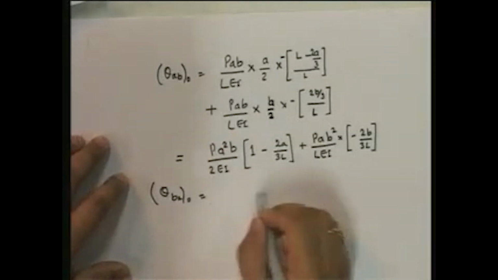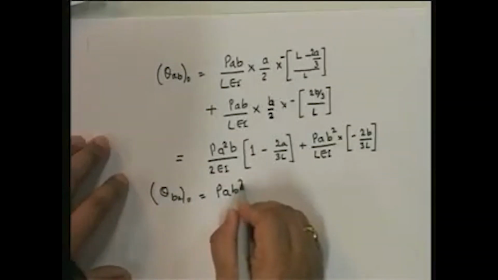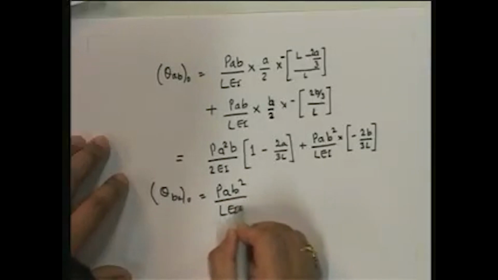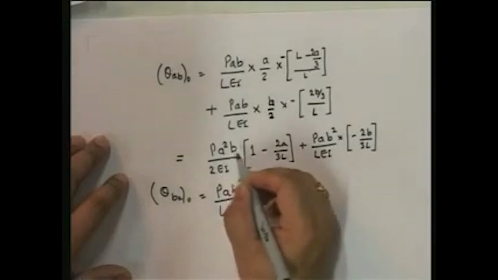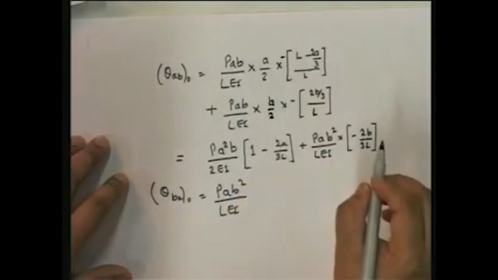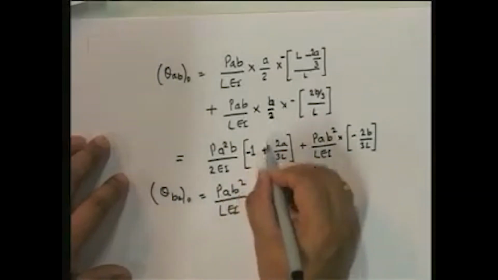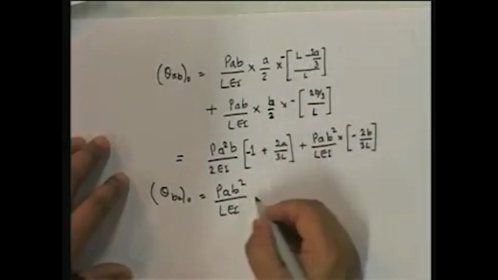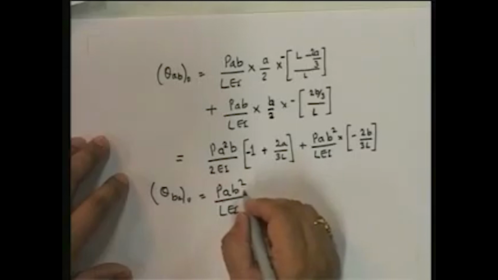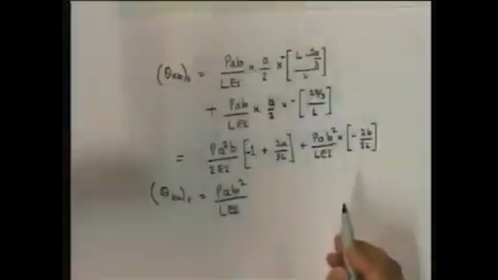And similarly you will see that theta BA is equal to just the same and just the opposite way. It's going to be PAB squared L upon EI. The only difference that you will have over here is that all of them are minus. So this is going to be minus and plus. I'm taking the minus inside. So this is going to be minus and plus. So in this case, this is going to be positive, because if you look at it, both of them are sagging. Okay, so it's positive.